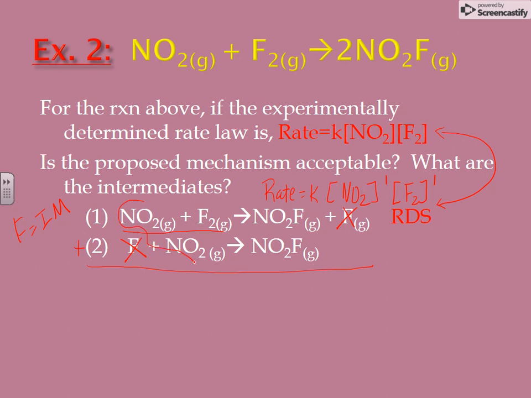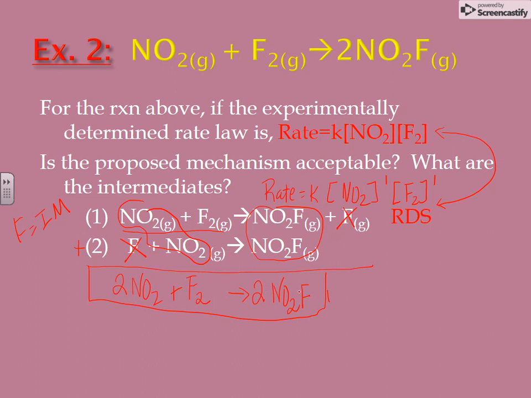Since the NO2s are both on the reactant side, we're going to bring them down and add them together. So 2 NO2s plus F2 yields, these are the same, and there's 2 on the same side, so 2 NO2Fs, and that finishes it off.